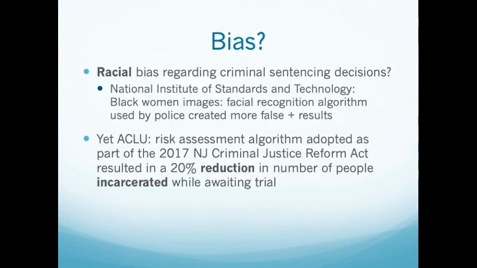I've already mentioned bias. There have been papers that have demonstrated, for example, or at least have claimed, that facial recognition algorithms used by police are more likely to create false positive results for black folks than they are for white. And yet the ACLU, which can hardly be accused of excessive conservatism, says that there's a risk assessment algorithm that it promotes because it resulted in a 20% reduction in the number of people incarcerated while awaiting trial. With both the medicine and the law, then the jury is still out.